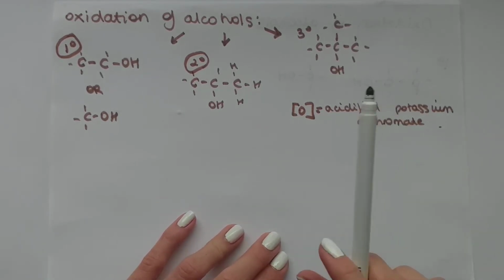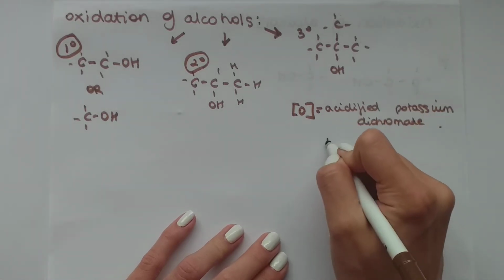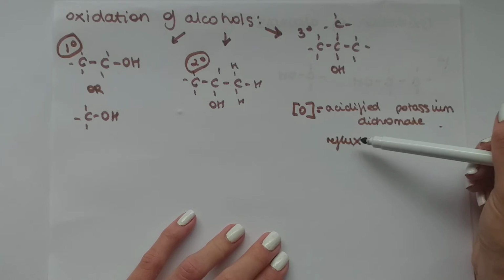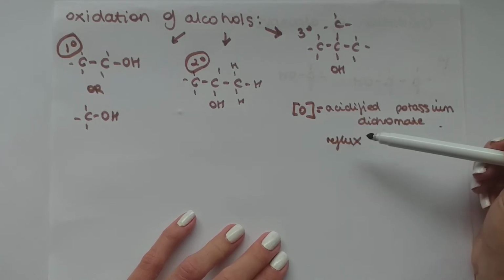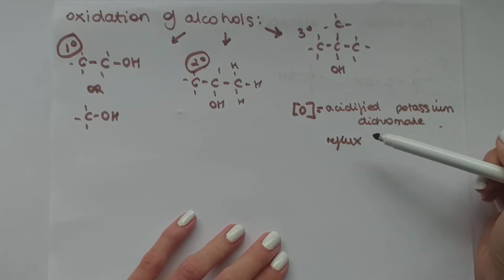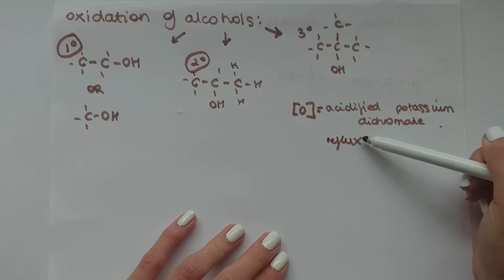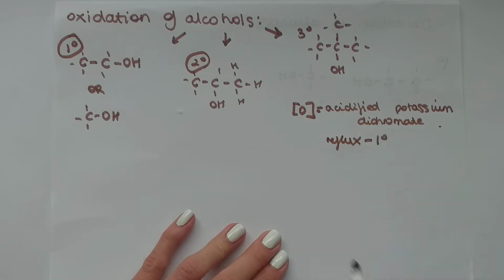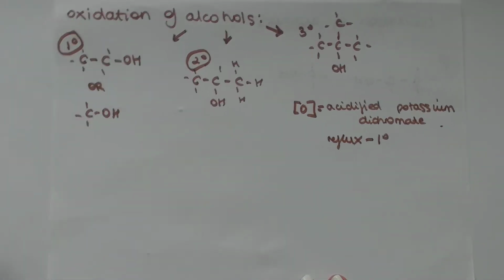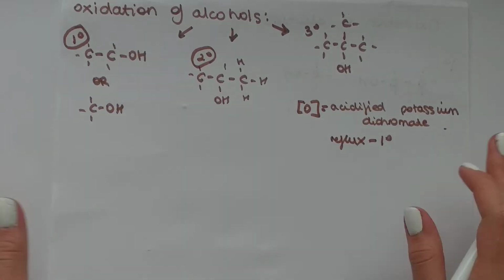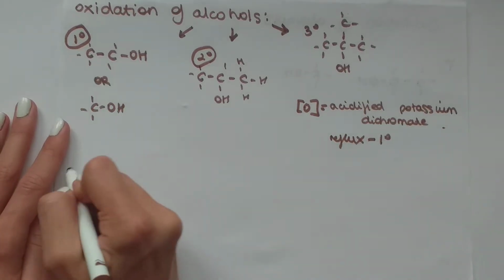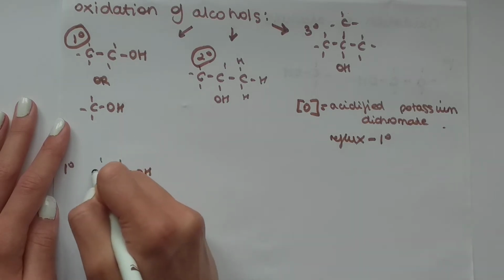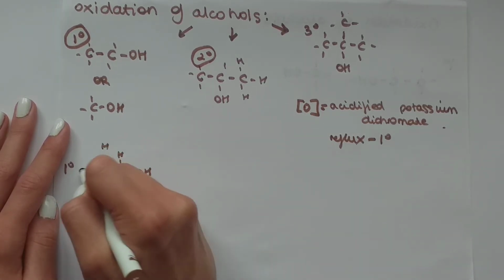Another thing that you always have to do is a reflux, continuous condensation and evaporation. But that's only going to be needed in the primary alcohols. Okay, so let's show you the equations and then everything will be very clear. So, the primary alcohol. We have our ethanol, all the hydrogens around.